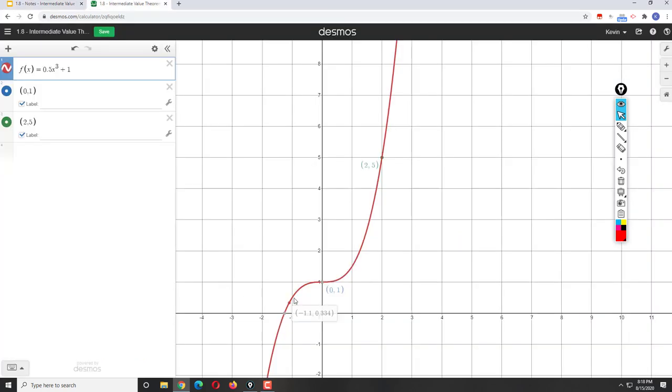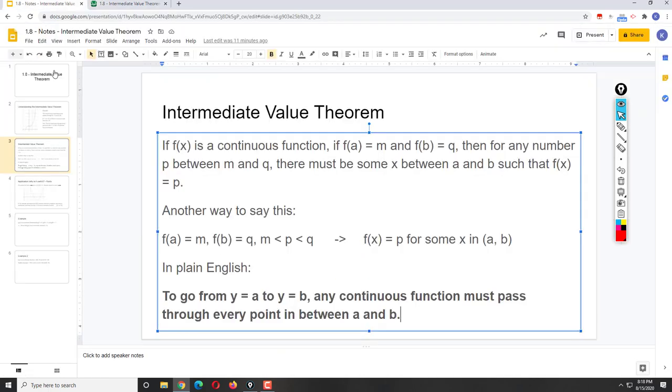We have this function. To go from (0, 1) to (2, 5), we've got to pass through every point on the y-axis between 1 and 5. We can't jump because it's continuous.